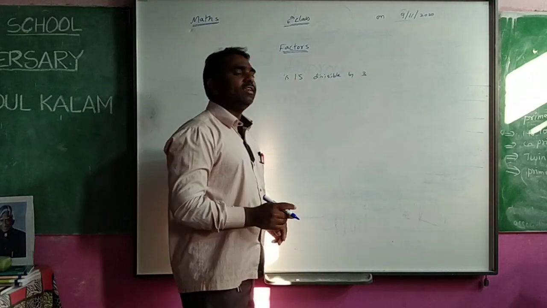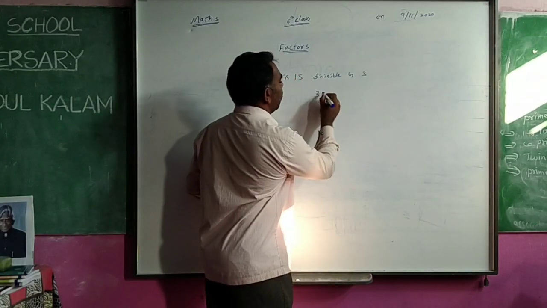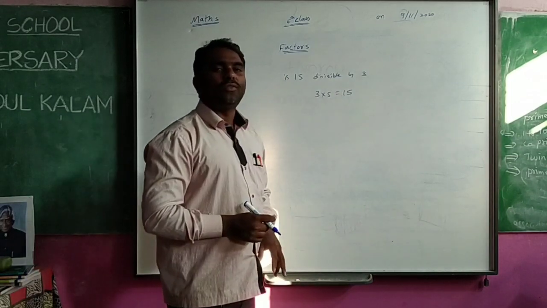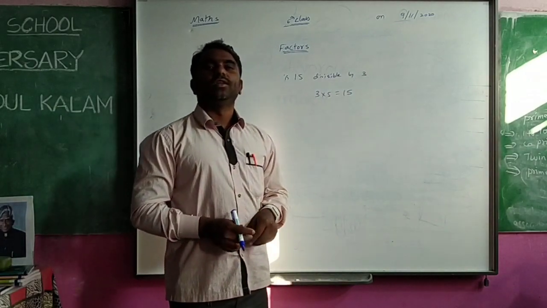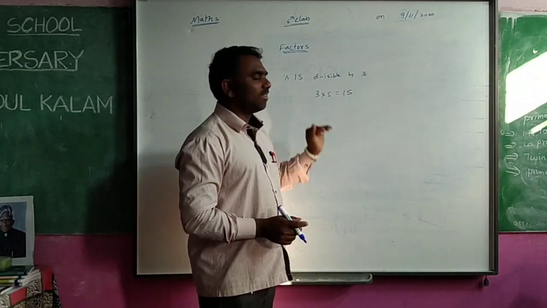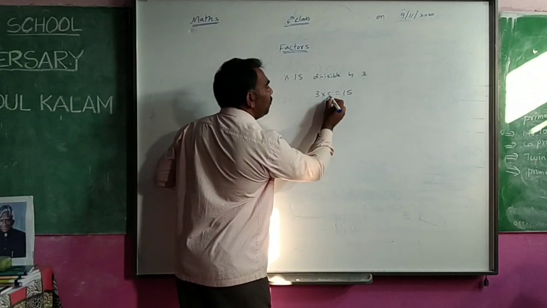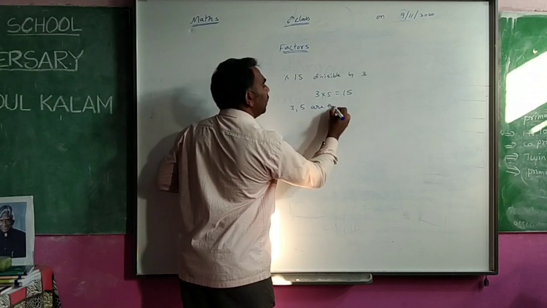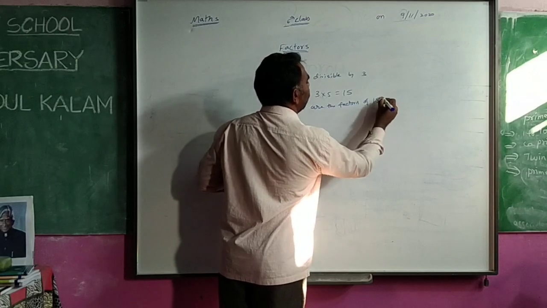Yes, 15 is divisible by 3. How? 3 5s are 15. So, from this example, we can say 3 and 5 are the factors of 15.